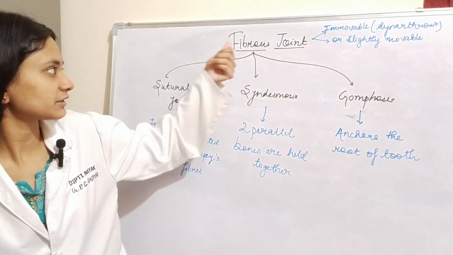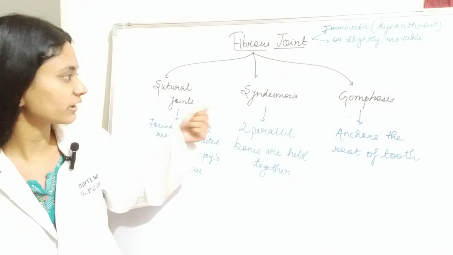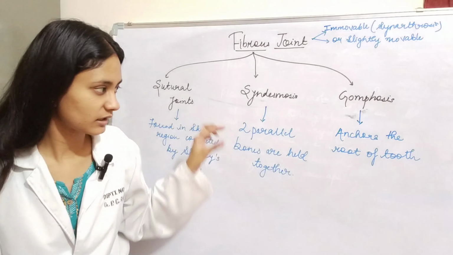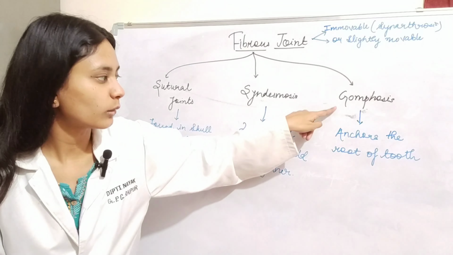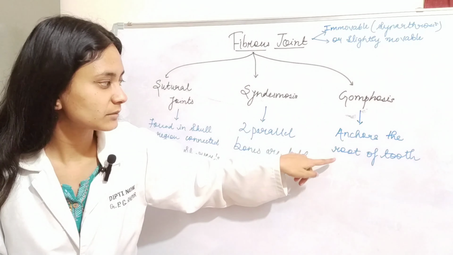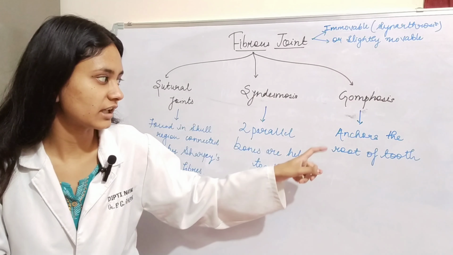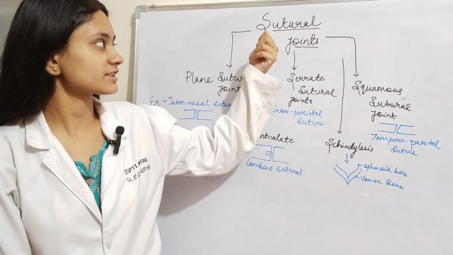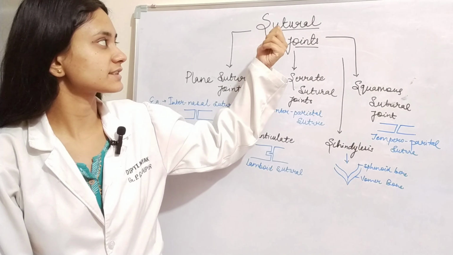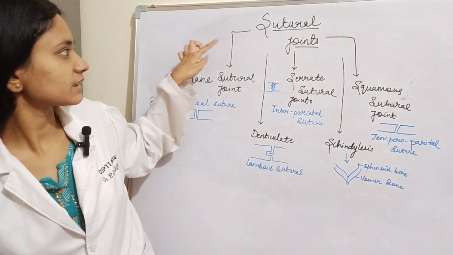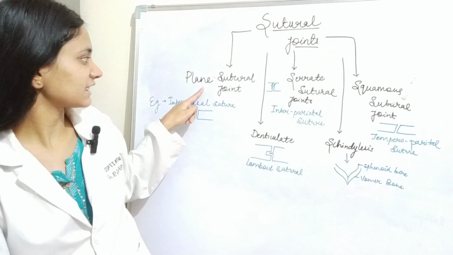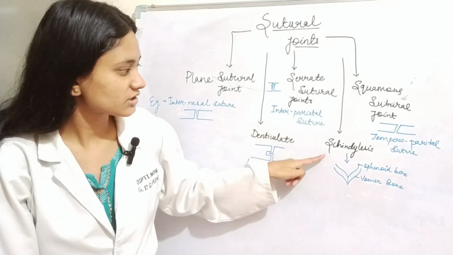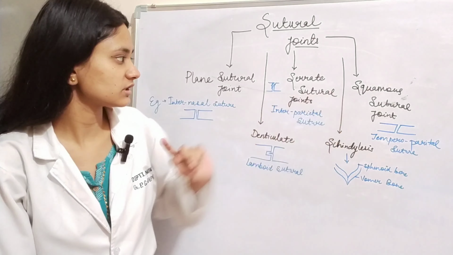So here we have fibrous joint which is divided into sutural joints, and syndesmosis where the two parallel bones are held together comes under syndesmosis. And gomphosis is basically present in the tooth region of ours where it anchors the root of tooth. We have first type of fibrous joint, that is sutural joint. In sutural joint we have plain sutural joint, denticulate, serrate sutural joints, schindylesis and squamous sutural joint.